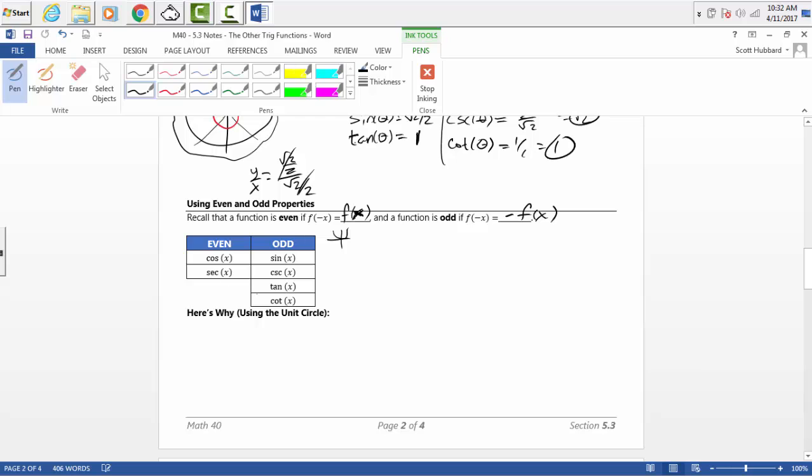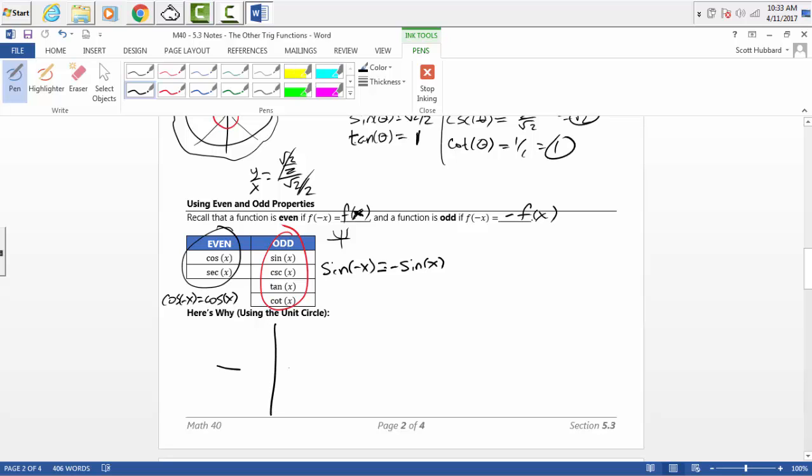So the two functions that are even are cosine and secant. So what that means is that cosine of a negative angle is the same thing as cosine of x. Same thing with secant. And the rest of them are odd. So what that means is, for instance, sine of negative x is actually equal to negative sine of x. So that's kind of cool. So if you don't want to deal with negative angles, you can just look at the positive angle.